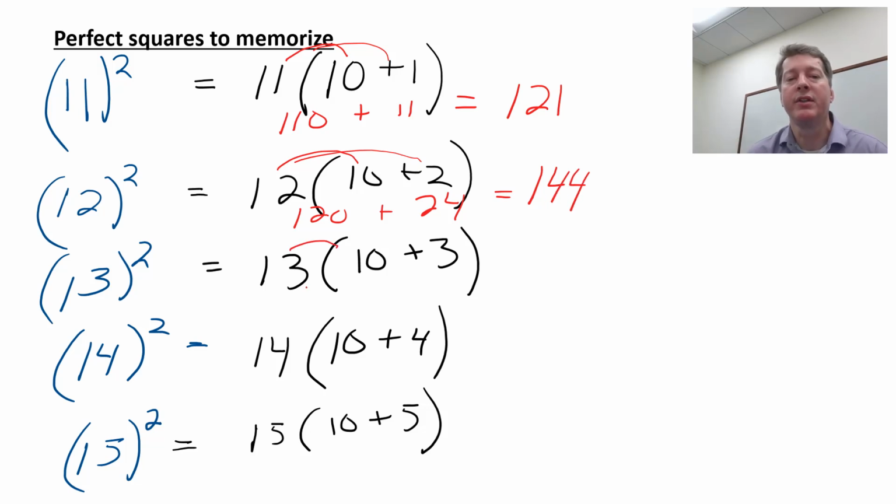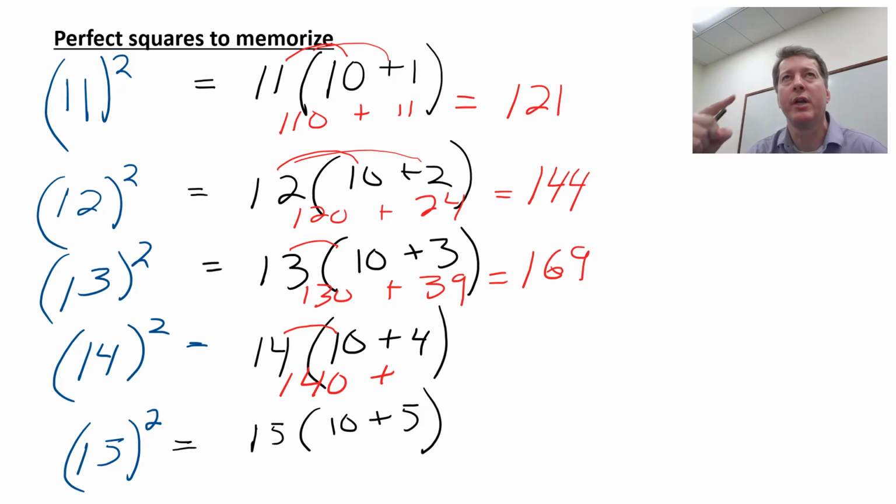13 squared. 13 times 10 is 130, plus 13 times 3, 39. So 13 squared, 169. 14 squared, this one's a little harder to memorize. 14 times 10 is 140, plus 14 times 4, well, let's see. 14 times 2 is 28, times 2 again is 56. So that is 56. So 14 squared is 196. Good to memorize.